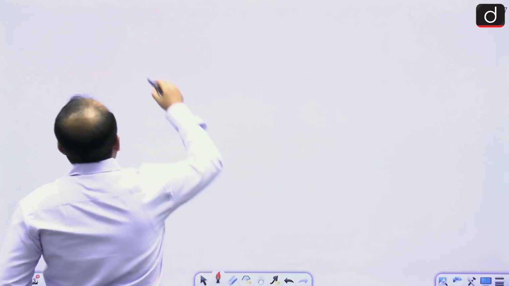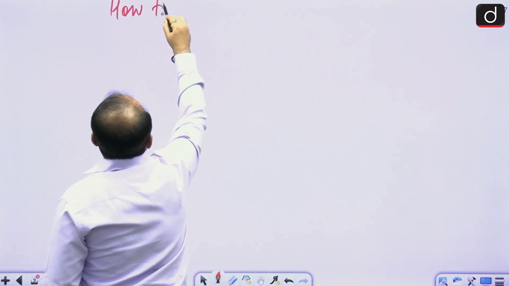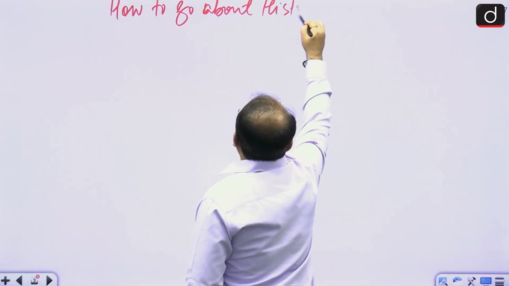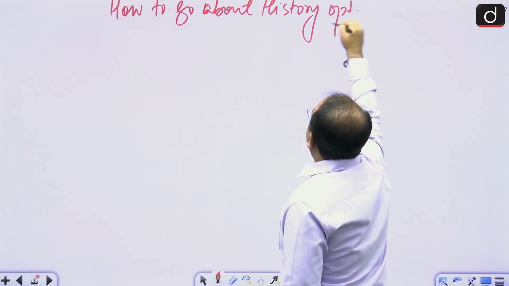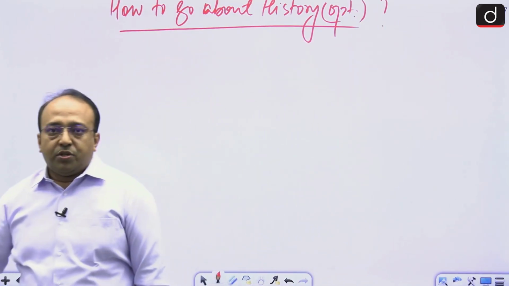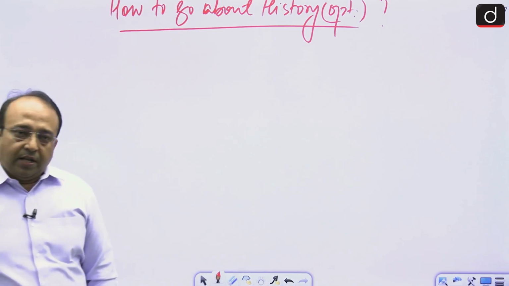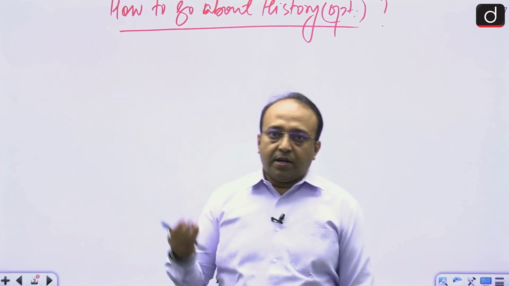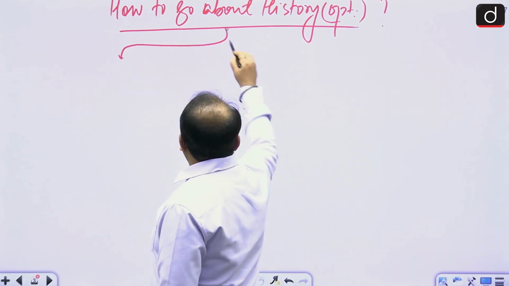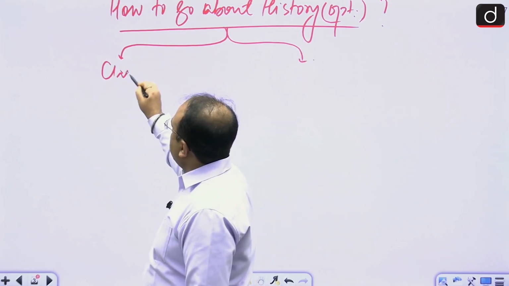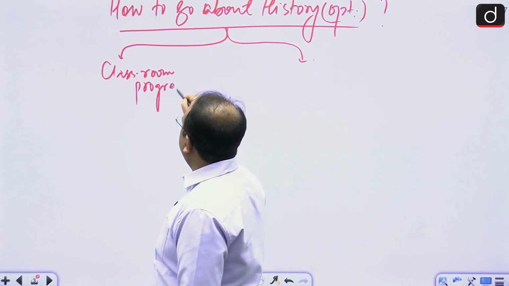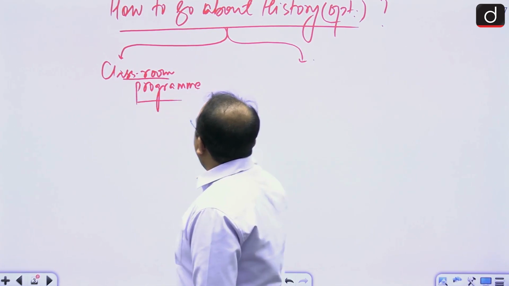Then you see how to go about history optional. How to go about history as an optional? That is another interesting thing for all of you to understand at the outset. See, first and foremost, there are two ways to prepare history as an optional. One is the classroom program. Another one is self-study.